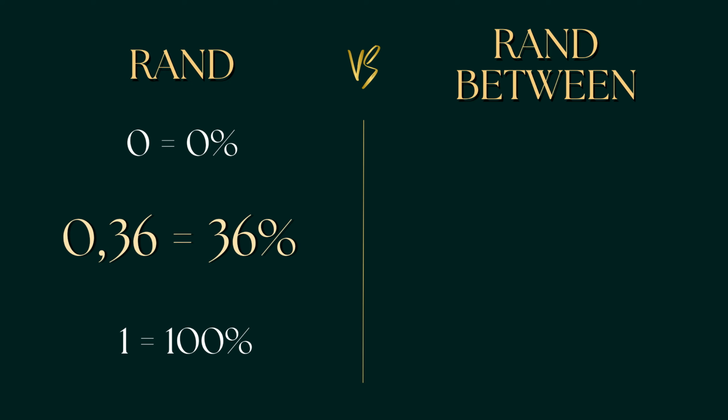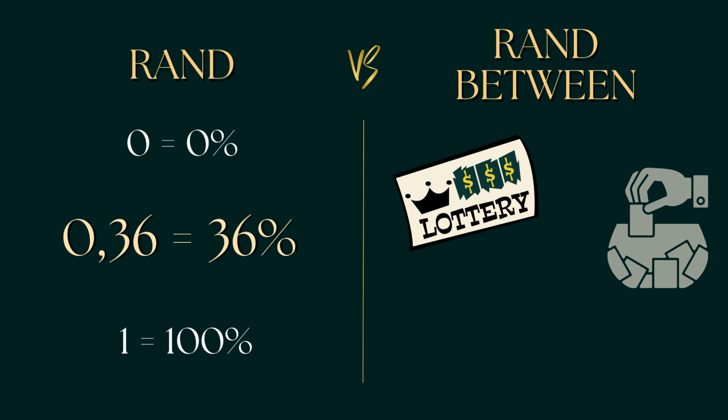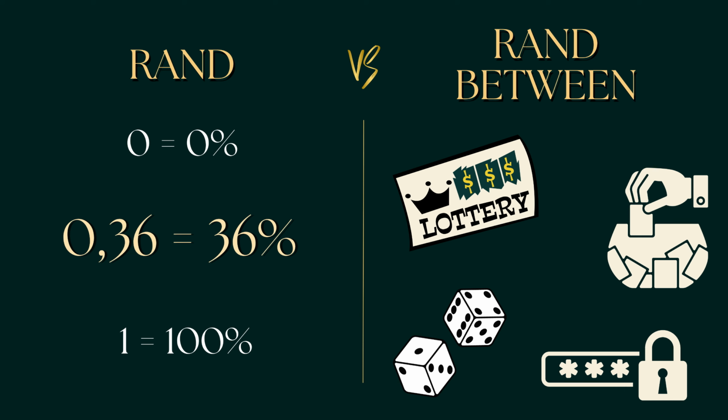On the other hand, RANDBETWEEN can be useful when we want random integer numbers, such as generating numbers for a lottery, picking a winner from a pool of people, creating a dice simulator, or even generating a random password. In other words, it offers flexibility.